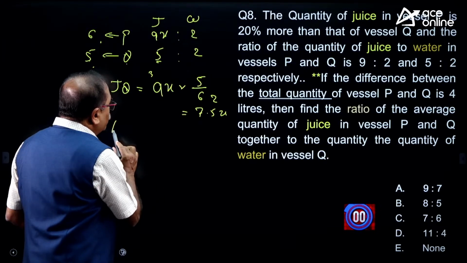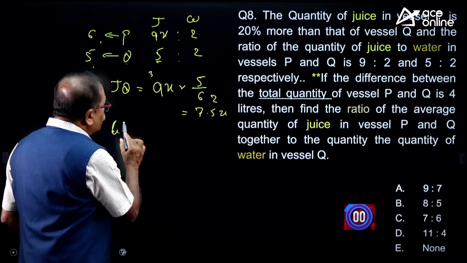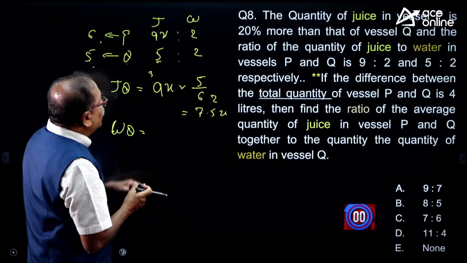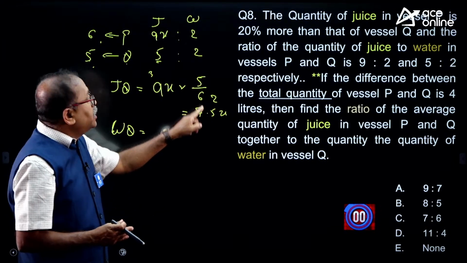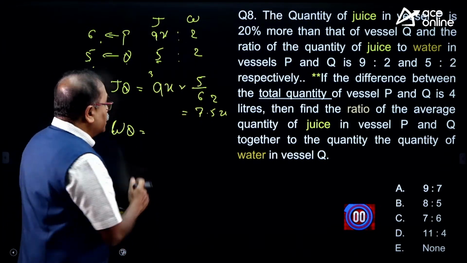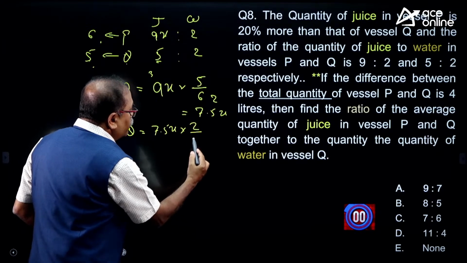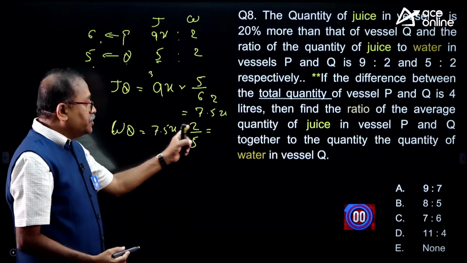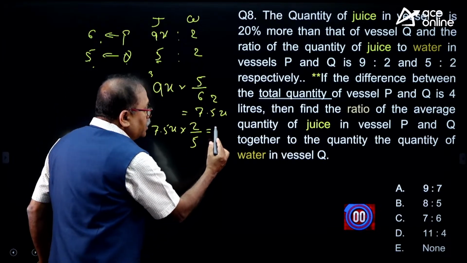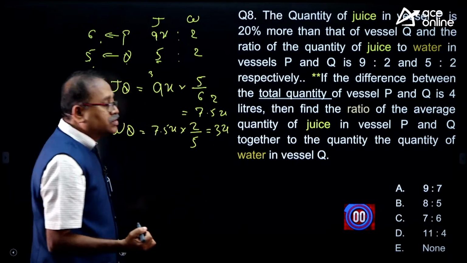Then I will find out what is water in Q. So I already know 5 parts is 7.5. Then what will be 2 parts? So that will be 7.5x into 2 over 5. And you see that 15 into 3 is 30. So that means 3x is the water.